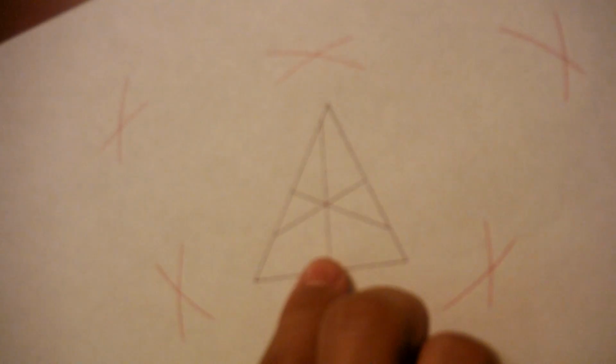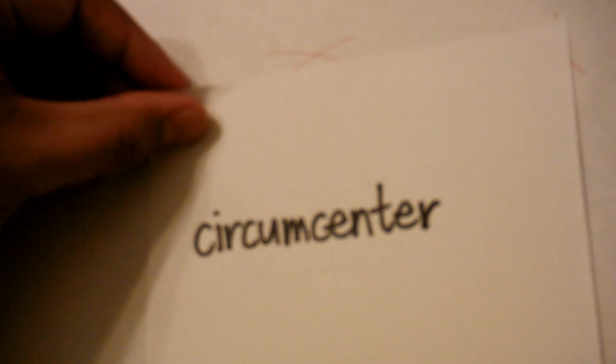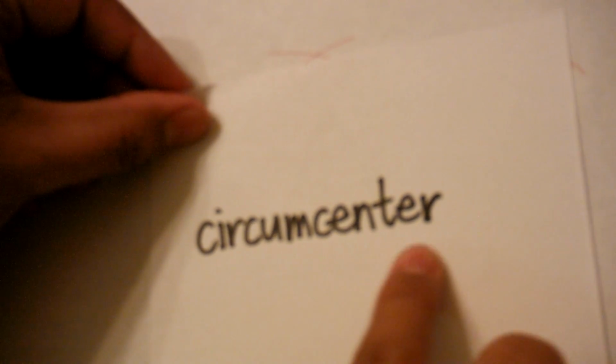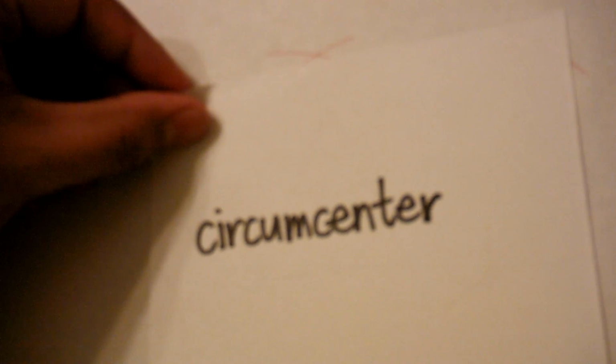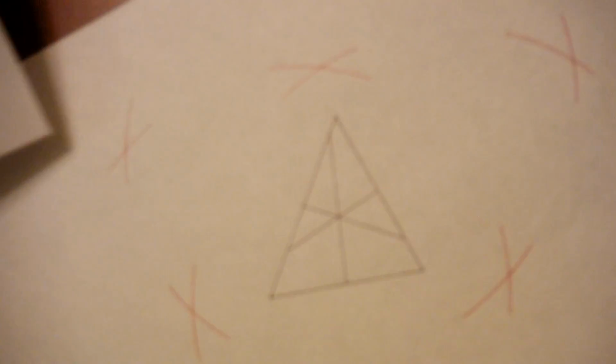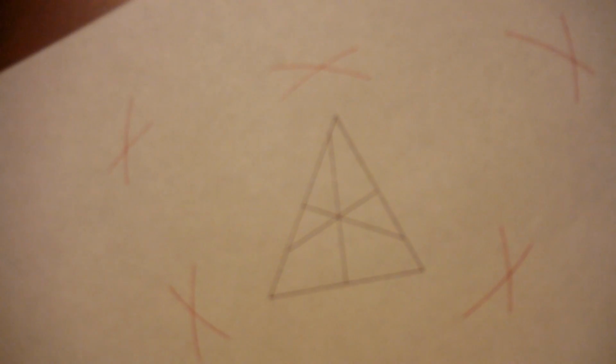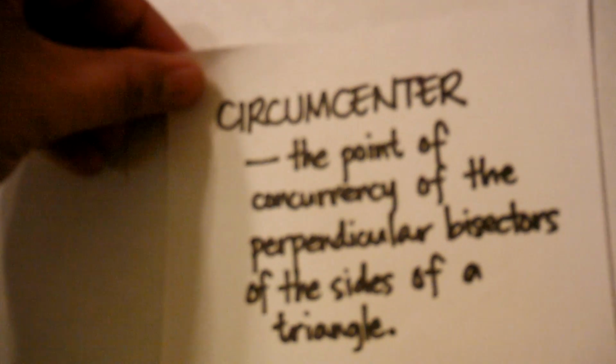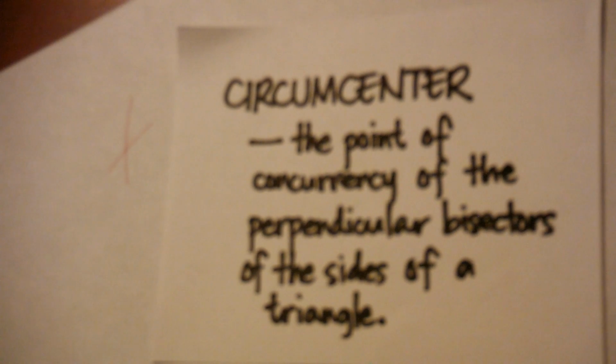This point of concurrency has a special name. It's called the circumcenter. The circumcenter is the point of concurrency of the perpendicular bisectors of the sides of a triangle. Circumcenter.